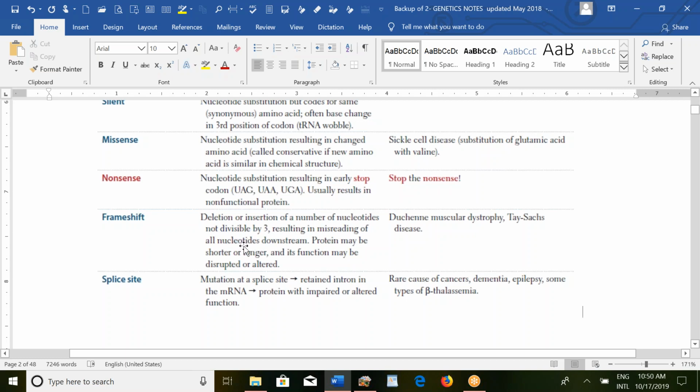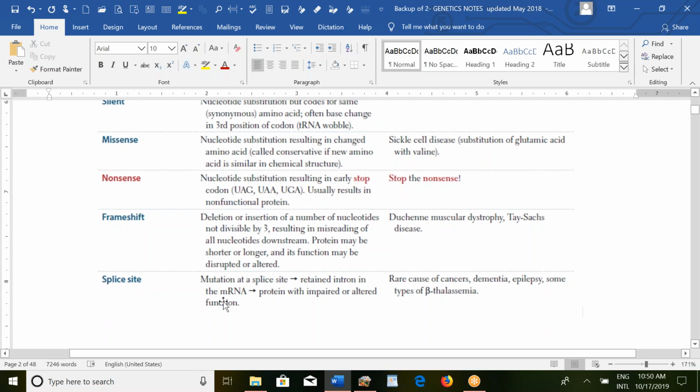deletion or insertion of a number of nucleotides not divisible by 3, resulting in misreading of all nucleotides downstream. The protein may be shorter or longer, and its function may be disrupted or altered. For example, Duchenne muscular dystrophy or Tay-Sachs disease. So the whole frame of the nucleotides has been shifted. So there is an abnormality, and from the level of this change, everything below that will be disrupted.